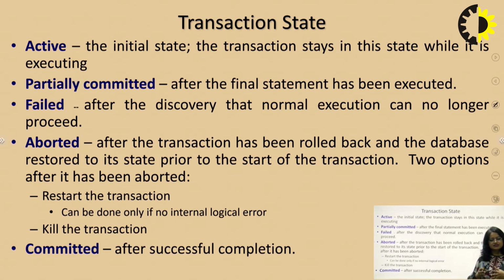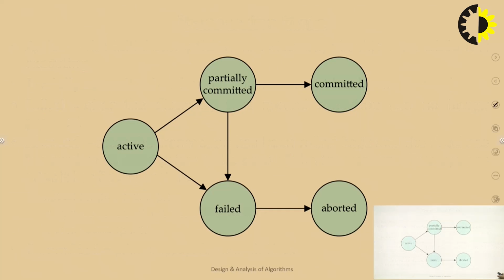If a single transaction executes in different states, you can see here in the diagram, the first step is the active state. Then the transaction can be in the partially committed state, then failed, aborted, or committed state. So these are the 5 states that any transaction can go through.